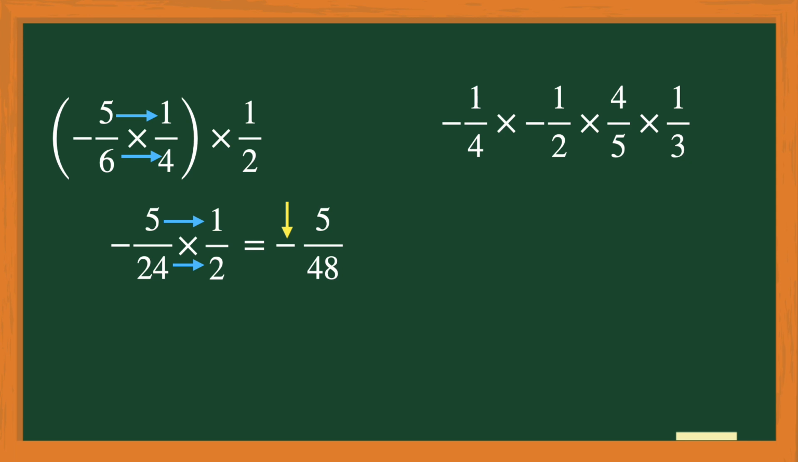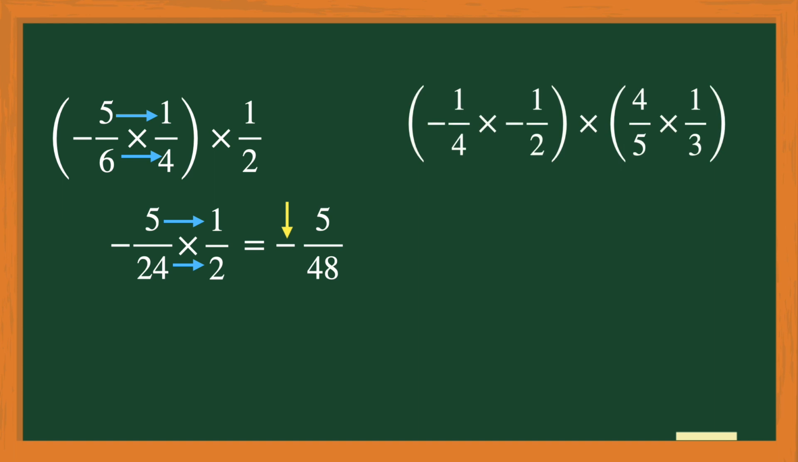How do you think you would solve this multiplication problem? Will the answer be positive or negative? If you think the answer will be positive, you are correct. I'm going to use parentheses again to make this problem more visual. I'll multiply the negative 1/4 to the negative 1/2 to get positive 1/8. Then I'll multiply the positive 4/5 to positive 1/3 to get positive 4/15. Do you see why the final product will be positive now?